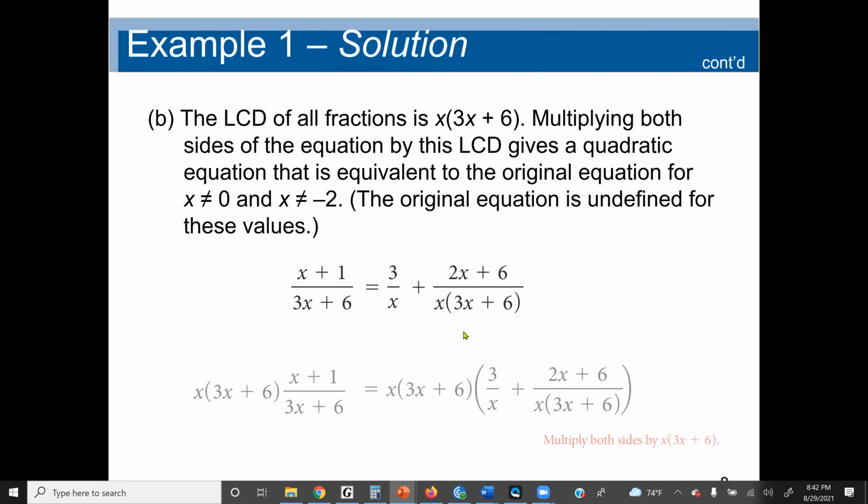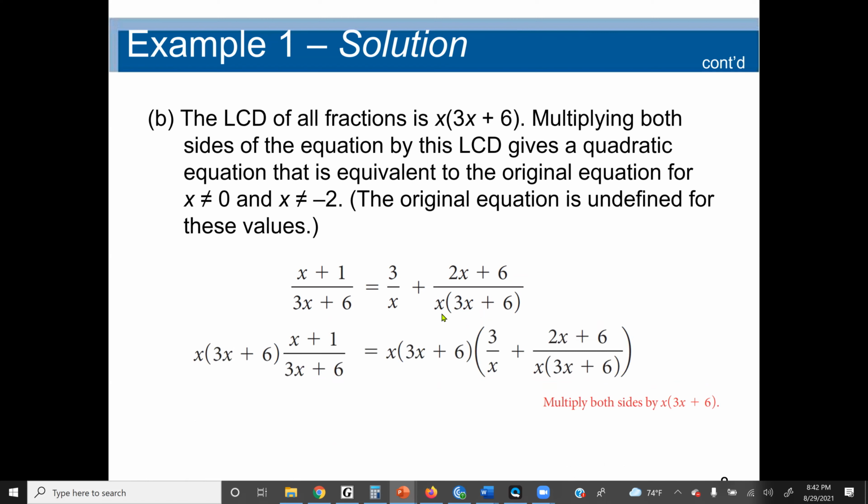So let's go through the steps. What we did is, as we said, the LCD will be x times 3x plus 6. So I multiply the x times 3x plus 6 by the whole equation here, equal to, again, we multiply x times 3x plus 6 by the second expression. And the last one, the same thing. We multiply x times 3x plus 6 by the expression again. So we have 3x plus 6 multiplied by everything on the left side and the right side.